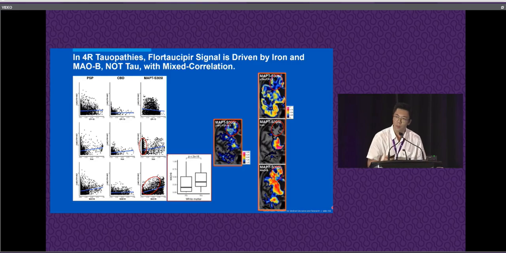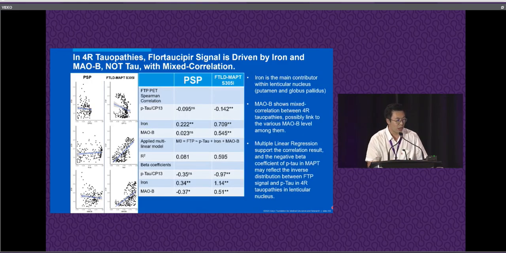So we wondered what would happen to the correlation when we exclude these white matter voxels and focus only on the lenticular nucleus, which is composed of putamen and globus pallidus, the two known off-target regions. What would the correlation show us? And then is where we can see a lead of the iron correlation and contribution to the photosapir signal in both PSP and MAPT cases, where here MAOB is showing a pathological difference between the two cases, showing a significant correlation in MAPT but not in PSP.